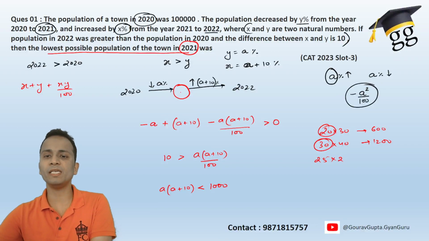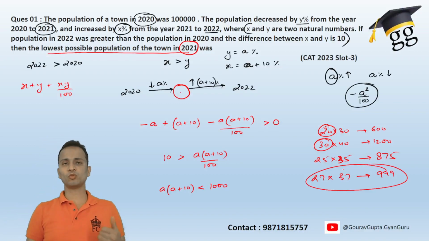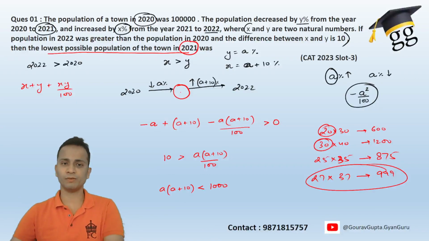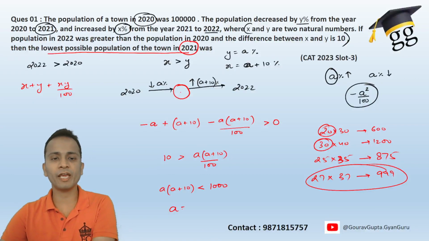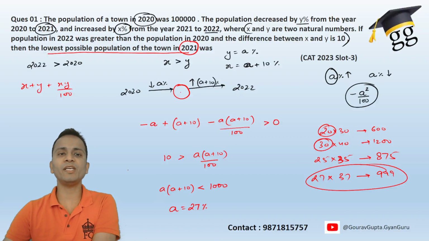25 into 35 is 875. थोड़ा सा और इंक्रीज करेंगे. 27 into 37 is equal to 999. Just pick up this value. 27 multiplied by 37 is 999. 28 into 38 will be definitely more than 1000. So I can say that the value of A has to be 27%.